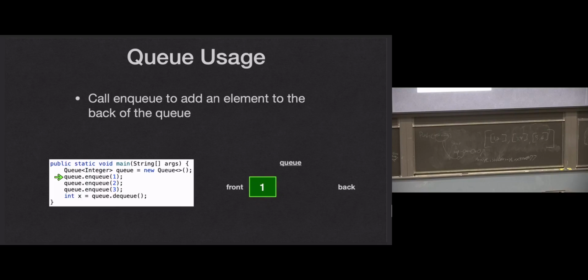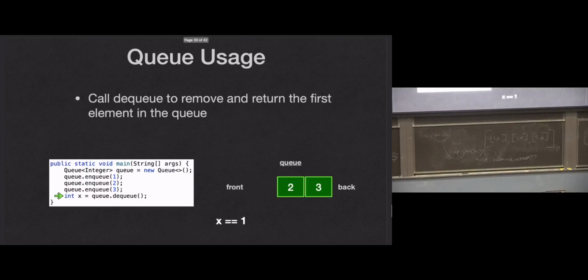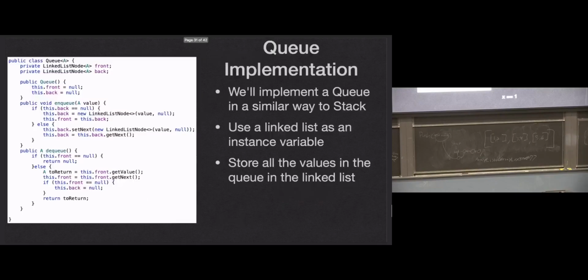They'll enqueue one. Enqueue two, we're adding at the back of the queue. Dequeue, we're dequeuing from the front. X is going to store the value 1, and 1 is removed. So we remove and return. And here it is. There's all the code.